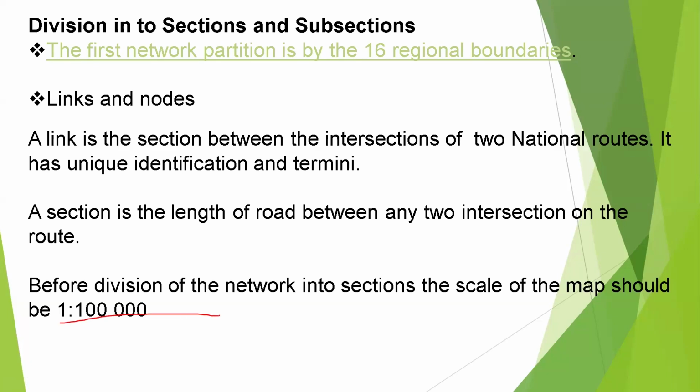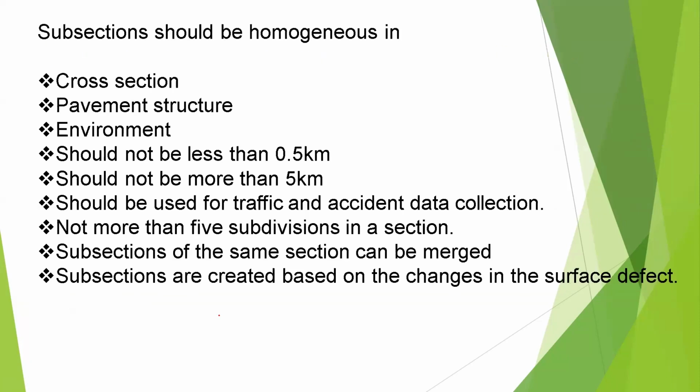Then you section them accordingly into uniform sections and subsections according to the cross section, the pavement structure, and the environment. There's a caveat that the section should not be less than 0.5 of a kilometer and should not be more than 5 kilometers. This is just to help with ease of data collection. We can also collect accident data and traffic data on these same sections and subsections.